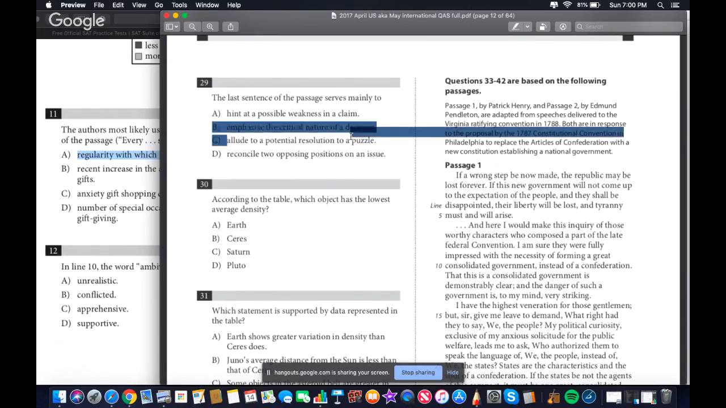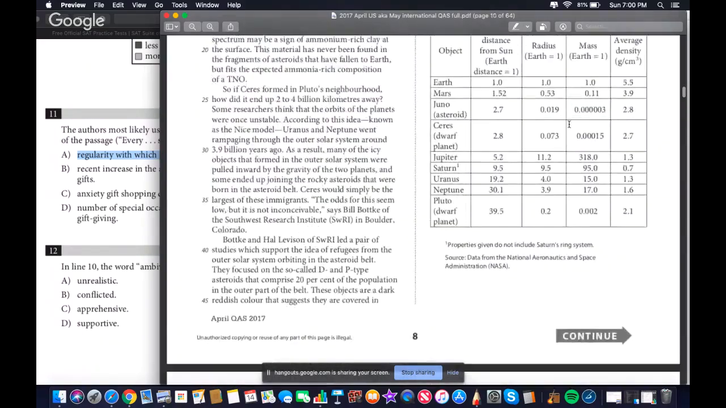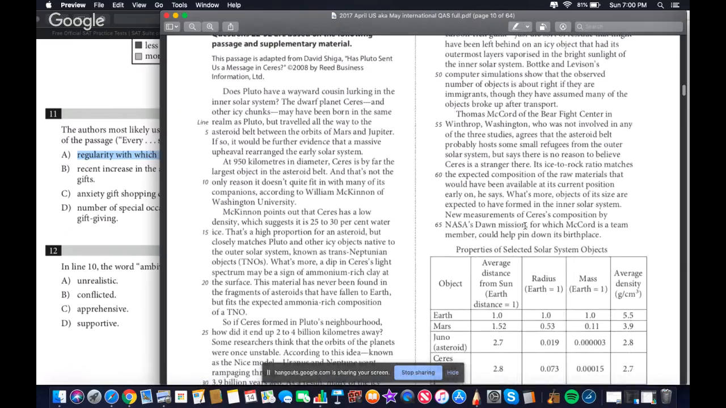It's got to be this one. Allude to a potential resolution to a puzzle. Let's see. Hint at a possible weakness in a claim. No, because it's not a weakness. It's like, who knows? We'll find out. Emphasize the critical nature of a decision. It doesn't say anything about critical. Allude to a potential resolution to the puzzle. Right? That maps on. Pin down its birthplace.